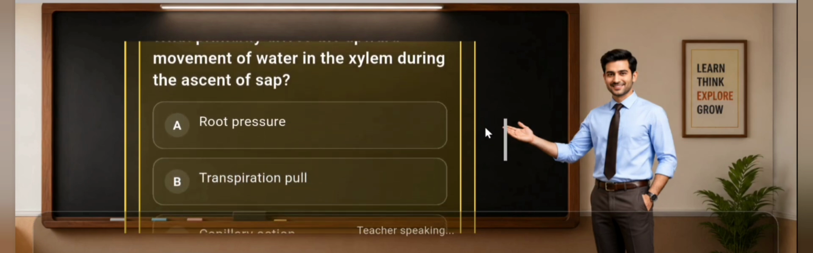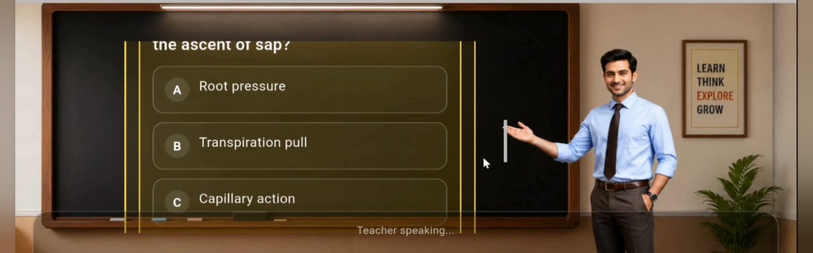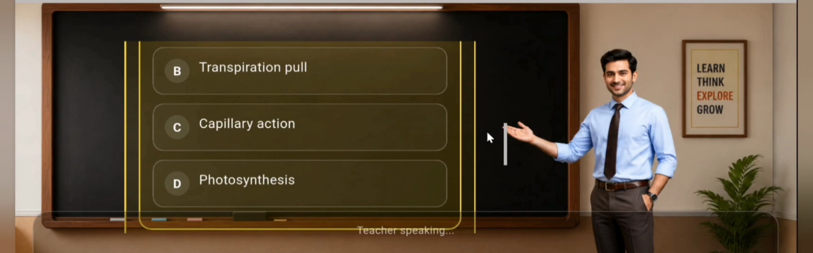The correct answer is option B, which is transpiration pull. Transpiration pull is the main force that creates tension in the xylem, pulling water upward from roots to leaves. Root pressure is a secondary mechanism that operates under specific conditions.